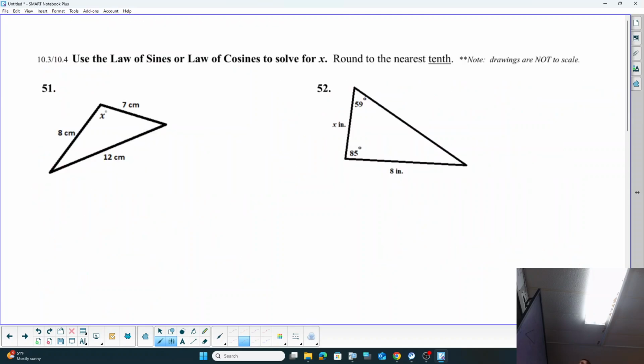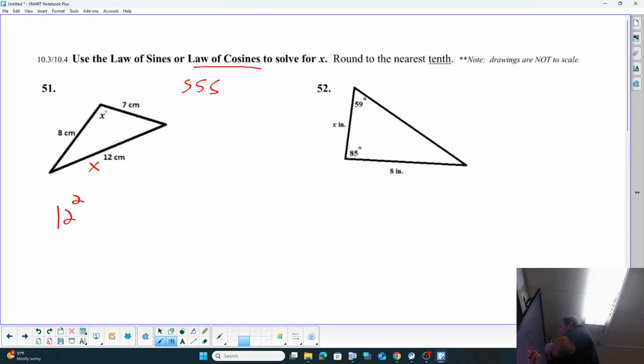Use the law of sines or cosines to solve for x. We just did this recently, so you know how to do this, right? It's side, side, side, which means to use the law of cosines. So you could call this x, I guess.